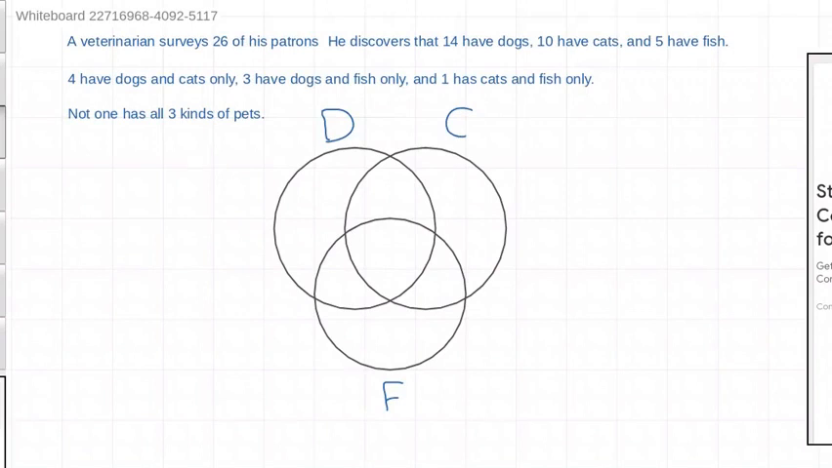A veterinarian surveys 26 of his patrons. He discovers that 14 have dogs, 10 have cats, and 5 have fish. 4 have dogs and cats only, 3 have dogs and fish only, and 1 has cats and fish only. Not one has all 3 kinds of pets.